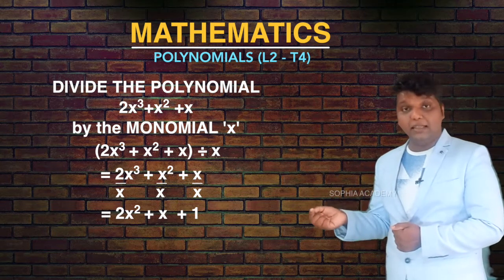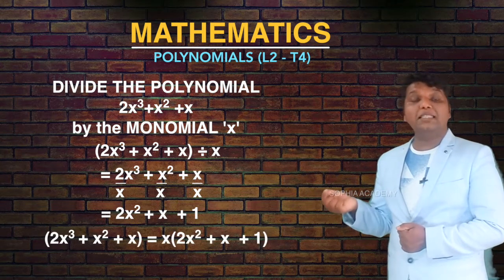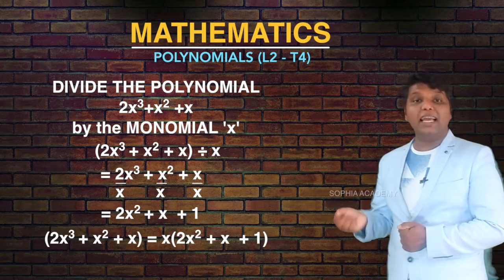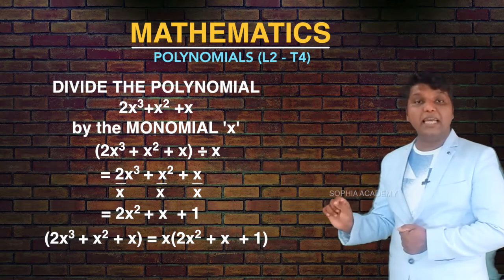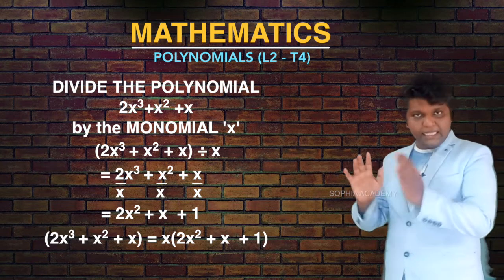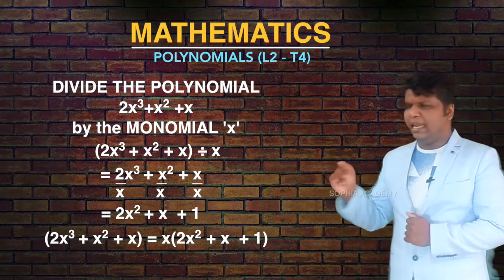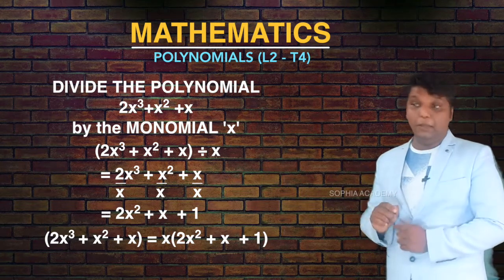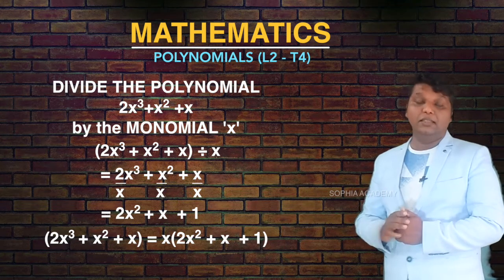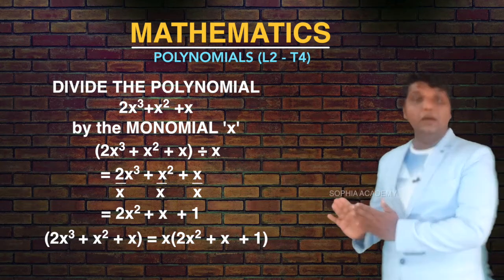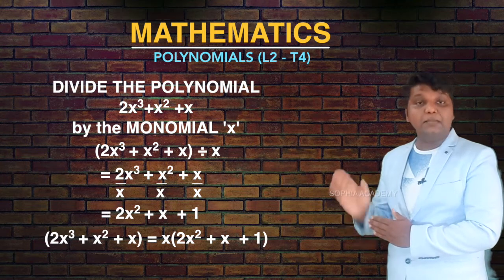This can be written like this: 2x cube plus x square plus x is equal to x into 2x square plus x plus 1. That means inside the given polynomial, if you analyze each term, you can see in every term x is common. That means you can take out x. That is why it is written x into 2x square plus x plus 1.